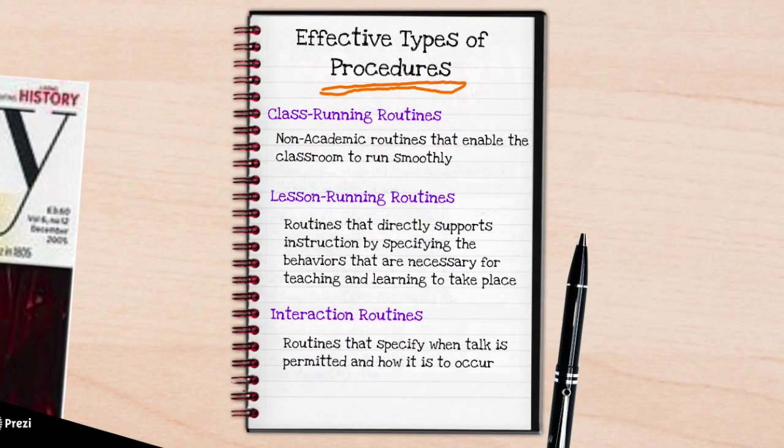Effective procedures can be divided into 3 main categories: class running routines, non-academic routines that enable the classroom to run smoothly. An example is taking attendance or sharpening pencils. Lesson running routines, routines that directly support instruction by specifying the behaviors that are necessary for teaching and learning to take place. An example is collecting homework or distributing materials.